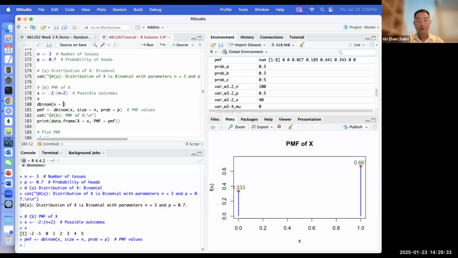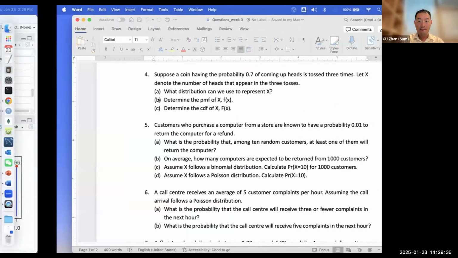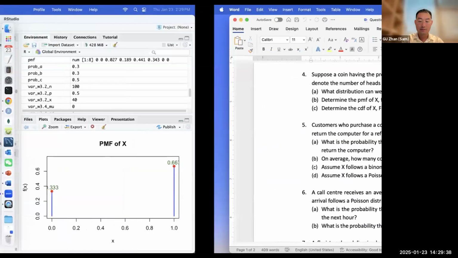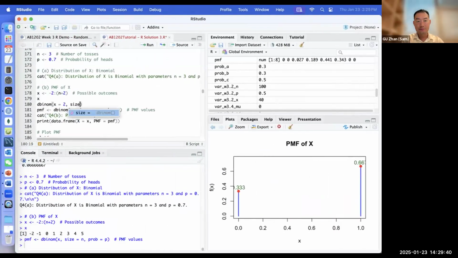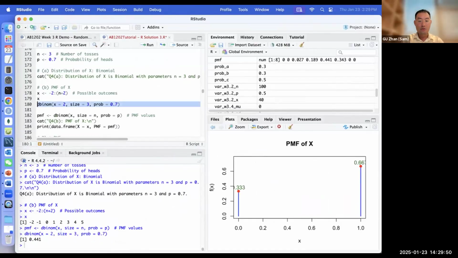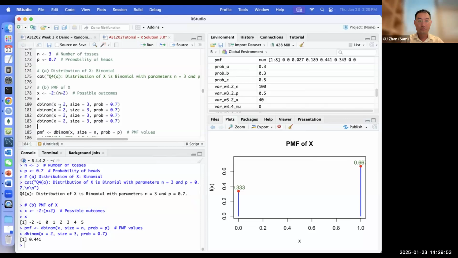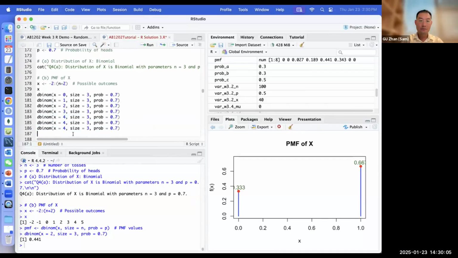Say, what is the probability of having two heads, let's say? Size equals n, so basically it's equal to 3, right? So here p equals 0.7, so we just do it. For example, x equals 2 is this value. You have a chance of being 0. Then you do it again.